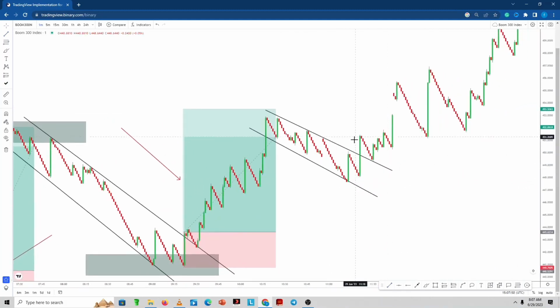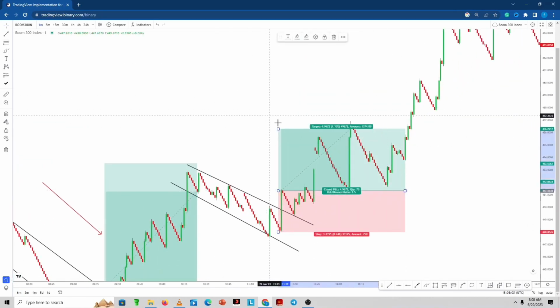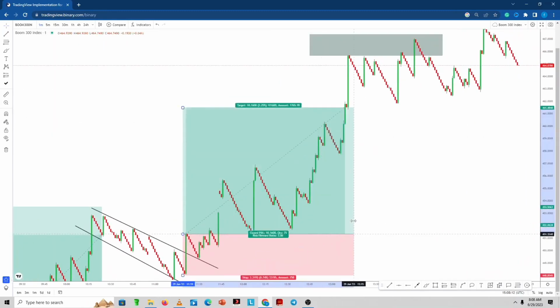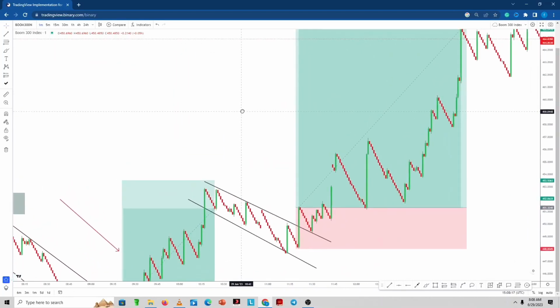This first spike that broke out of the channel, it was this one, and you take your buy trade, your stop loss still down here, and then you're targeting what? You're targeting the highs. You're continuously holding the market, taking some partials, and holding your trade. So this was another trade that you could have caught.